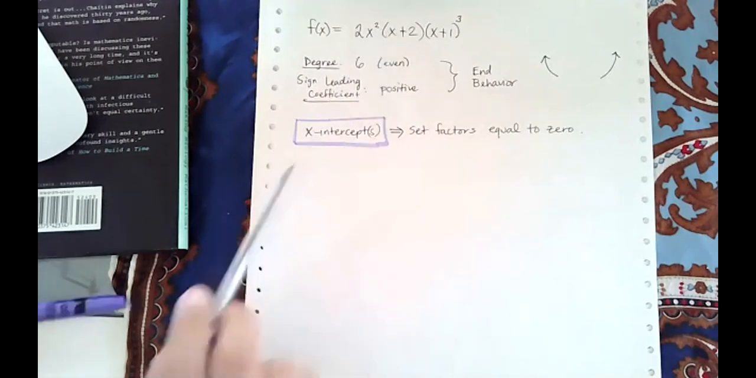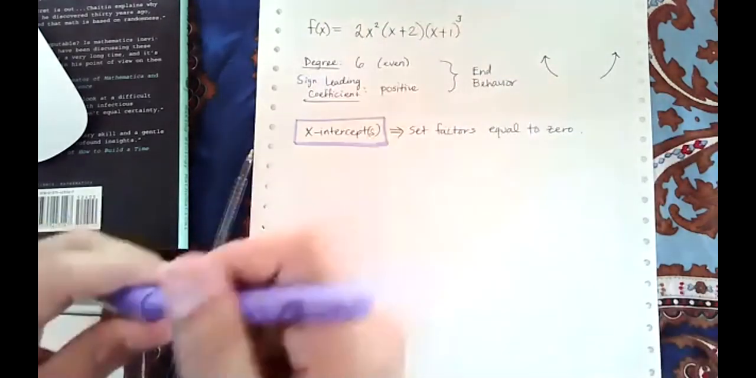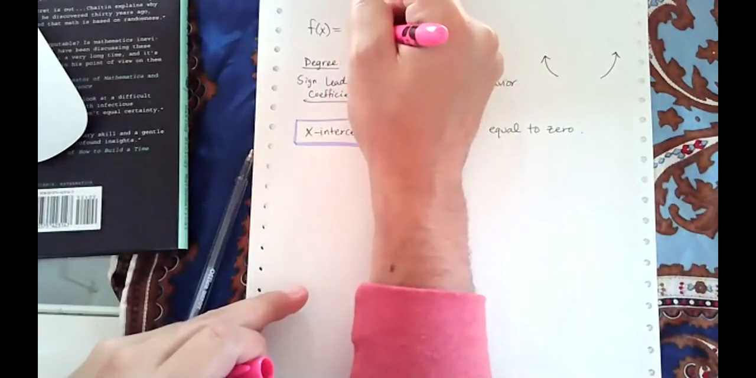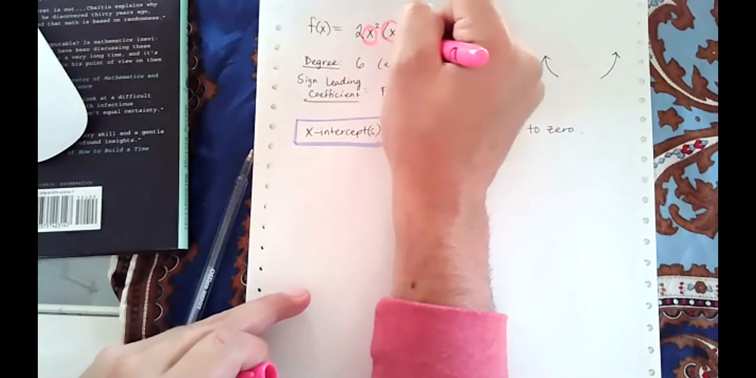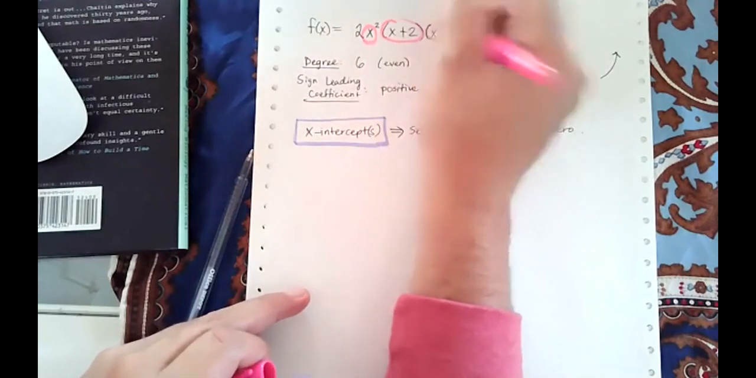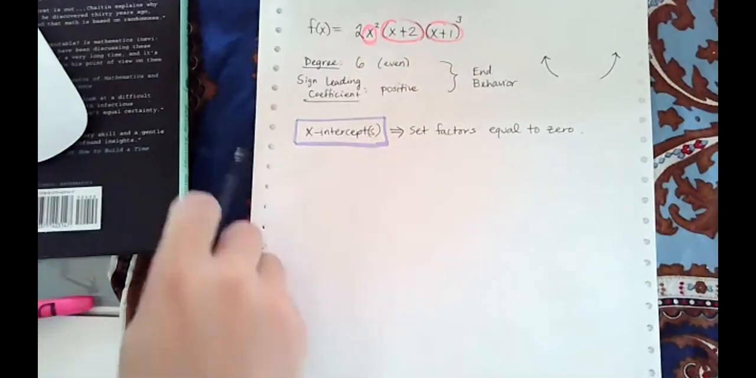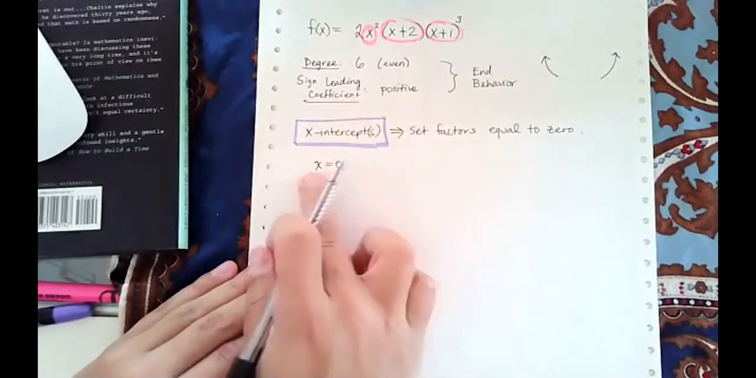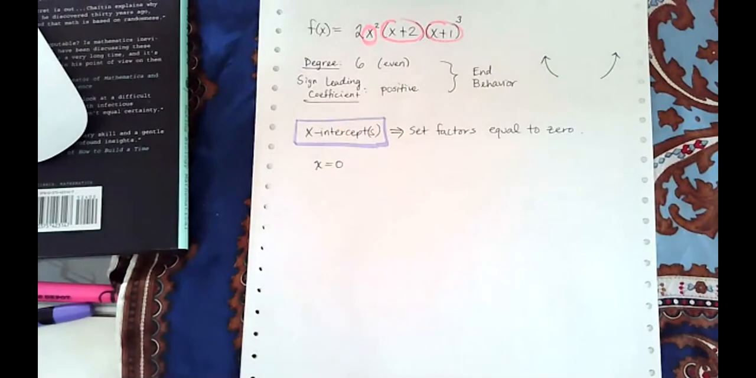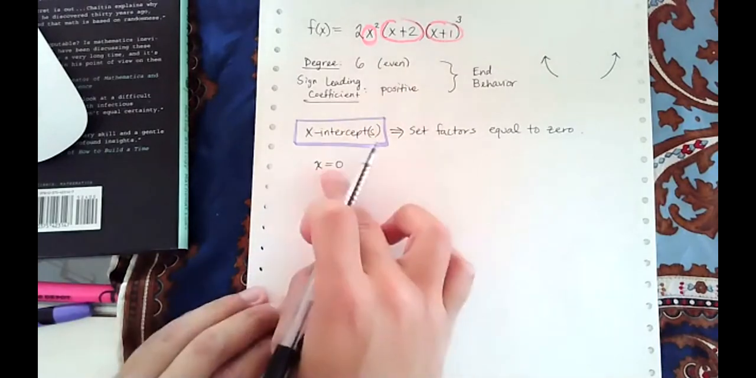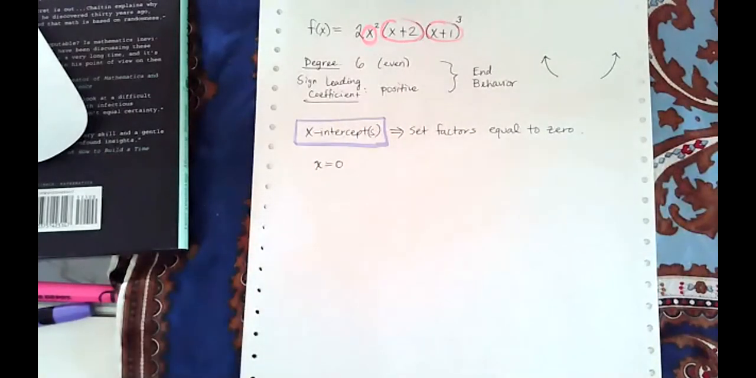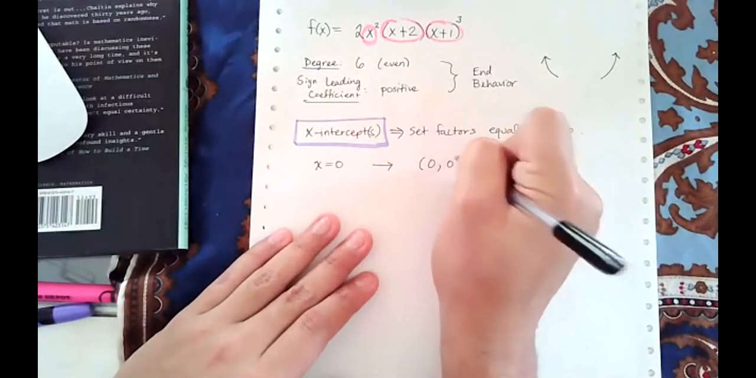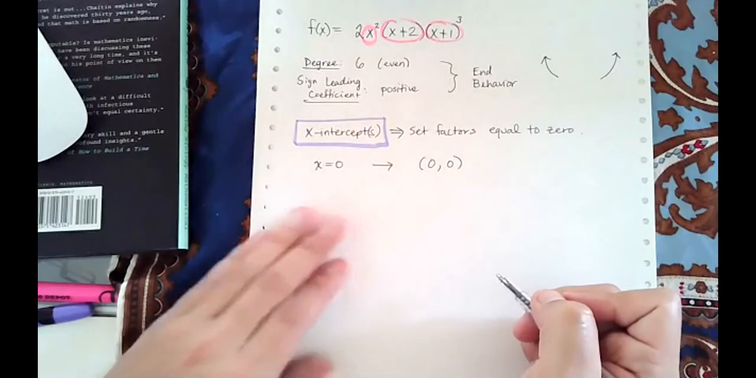So all I'm going to do is take not the multiplicity, but just the factors. So I'm just going to take these three things and set them equal to 0 and get the x-intercepts. The first one, whenever you just have an x, is already solved, right? x is equal to 0. Well, there's nothing to solve there. x must be 0. So that tells you that your x-intercept is (0, 0).